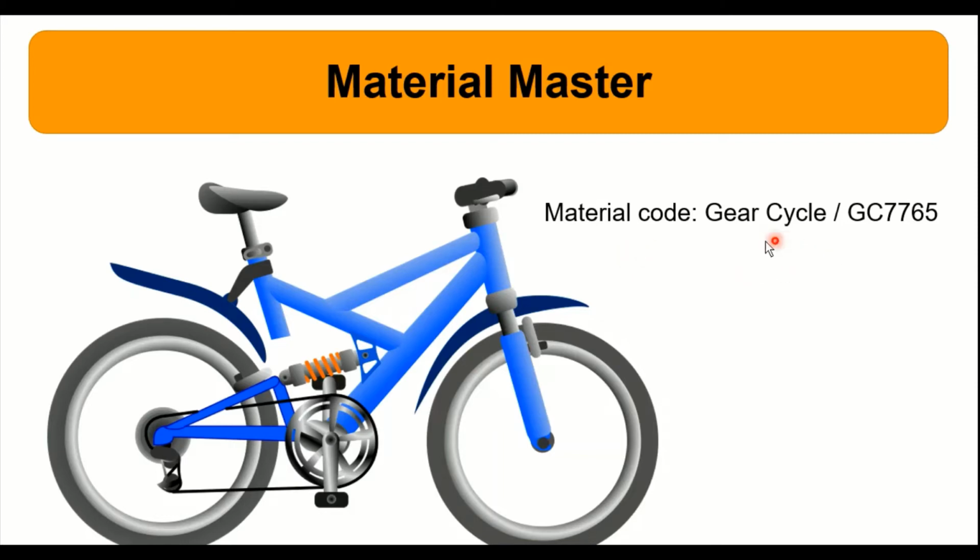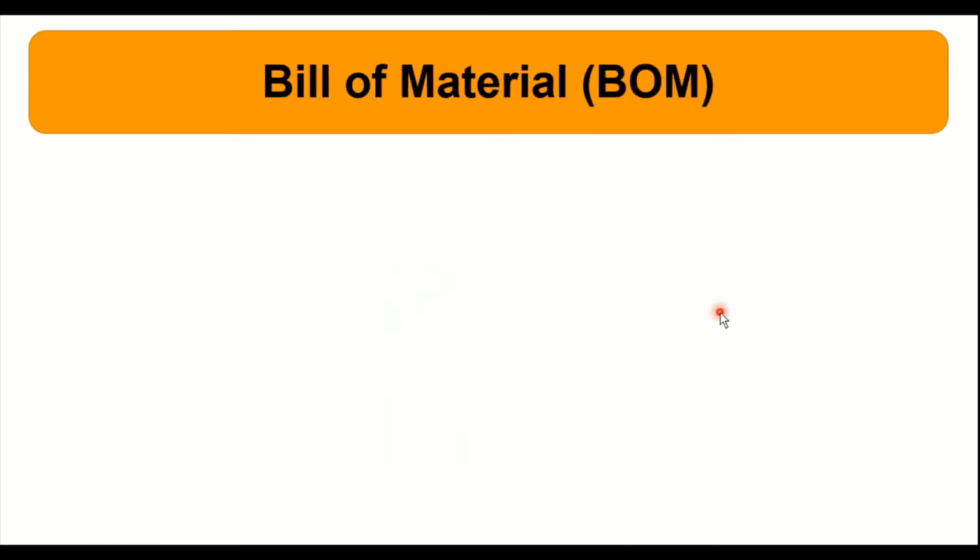So here I'm taking an example of a gear cycle. The material code that I'm going to create here will be GC7765. So this describes the material code in SAP for the product, right? And next we have the bill of material.